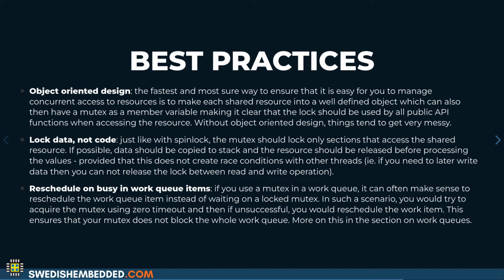Number two is use the concept of locking data and not code. So don't hold a mutex over multiple function calls and other operations. Try to minimize the amount of locking that you do so that you can avoid this expensive, or potentially expensive, queuing of your thread and then dequeuing of your thread when the mutex becomes available. If you lock data and not code, you minimize the possibility that the mutex is going to be locked when you try to acquire it.